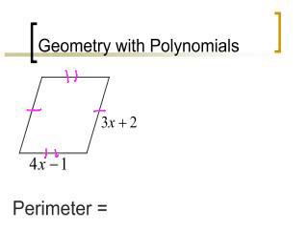Now, to do this, we've got to remember, okay, how do we find the perimeter? And all of you should know by now that to find the perimeter, we add up all the sides. So we know that we have 2 sides that are a length of 3x plus 2. And then we have to add to that the other 2 sides.